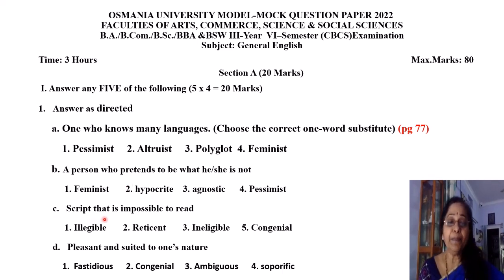C, script that is impossible to read. It is very difficult to understand and read. That is illegible. When you can't understand the handwriting or the script, it is called illegible. Then the remaining 3 options are reticent, ineligible and congenial. Then pleasant and suited to one's nature. The one word substitute is congenial. This is the answer for the D question. Okay, try to understand the remaining options also.